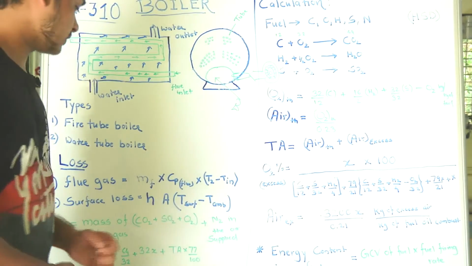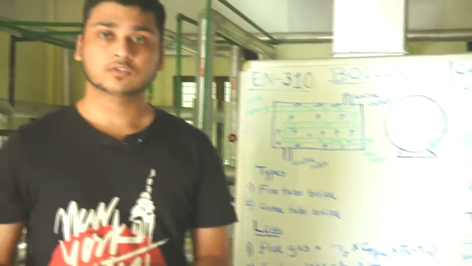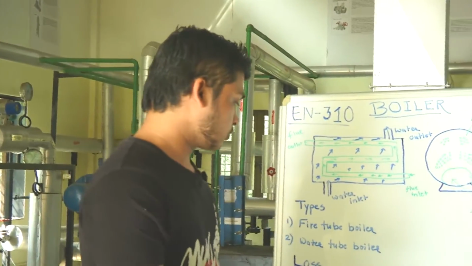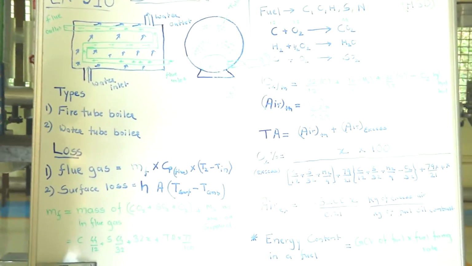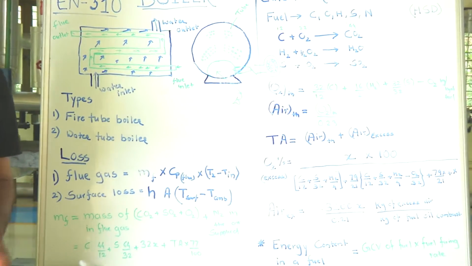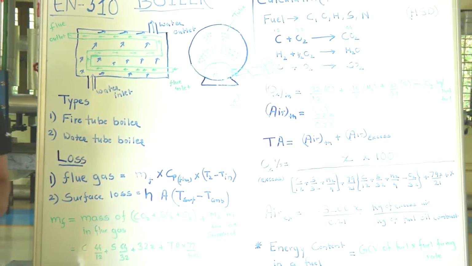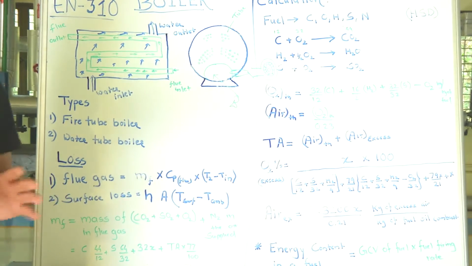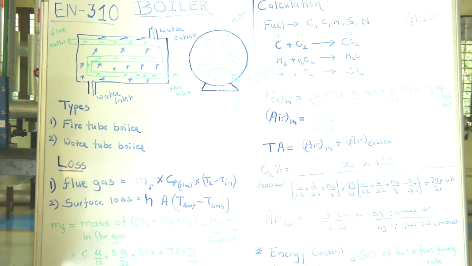Second thing, surface loss. Surface loss is nothing but the radiation plus convection. So in this case, h is the convective coefficient or radiative coefficient. So h is a combination, the combined coefficient here. So we have to use a certain formula in the manual, and we can combine all the radiation and convection formulas together in one formula only.